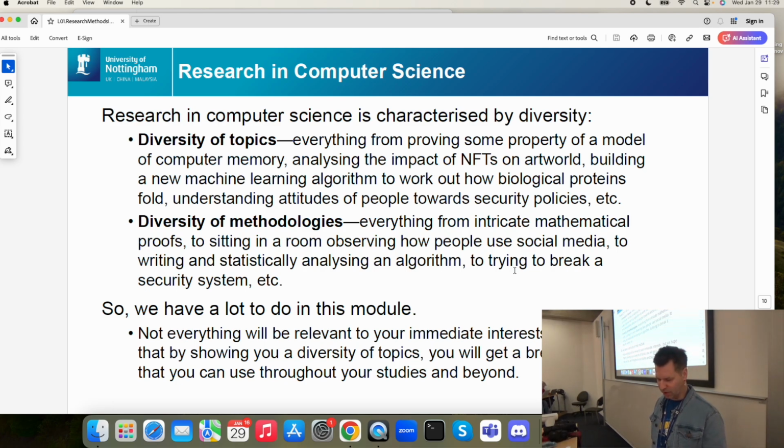So we have a lot to learn in this module. Maybe not everything will be related exactly to your dissertation, but it gives you a foundation to build on. So you'll start with this foundation, and then your dissertation will be the application of all these methods to your actual topic.